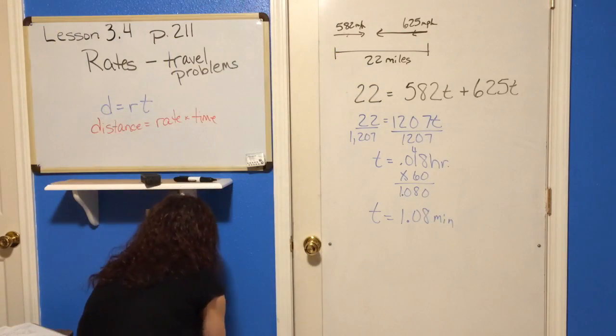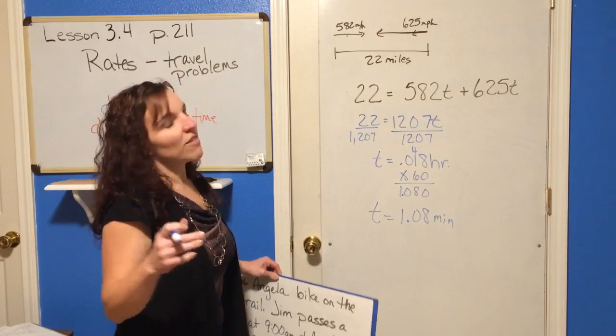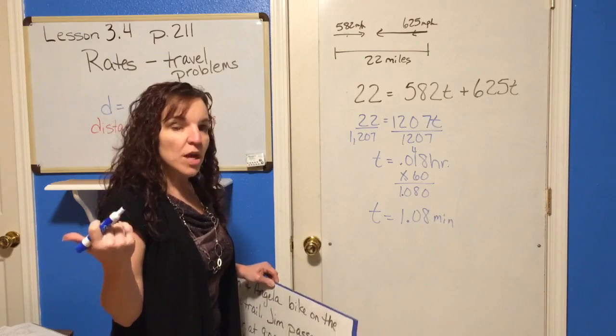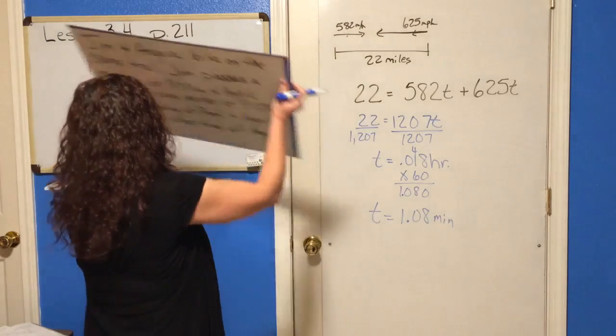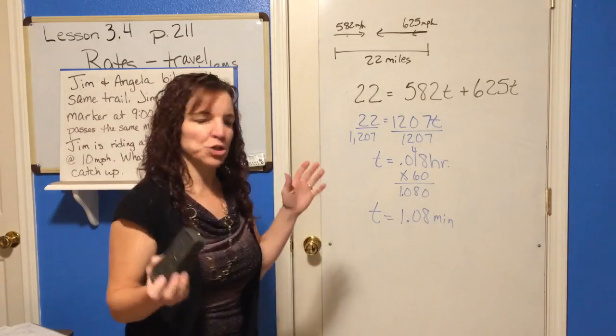Let's see, what's the next kind? Oh, okay. So either we can have people traveling toward each other or away from each other. We can also have problems where the travel is happening in the same direction.